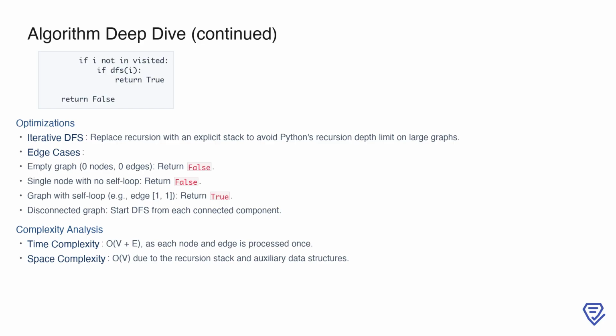These considerations make the algorithm robust and applicable to a wide range of scenarios. The time complexity remains O(V + E), as each node and edge is processed exactly once, and the space complexity is O(V), due to the recursion stack and the auxiliary data structures.